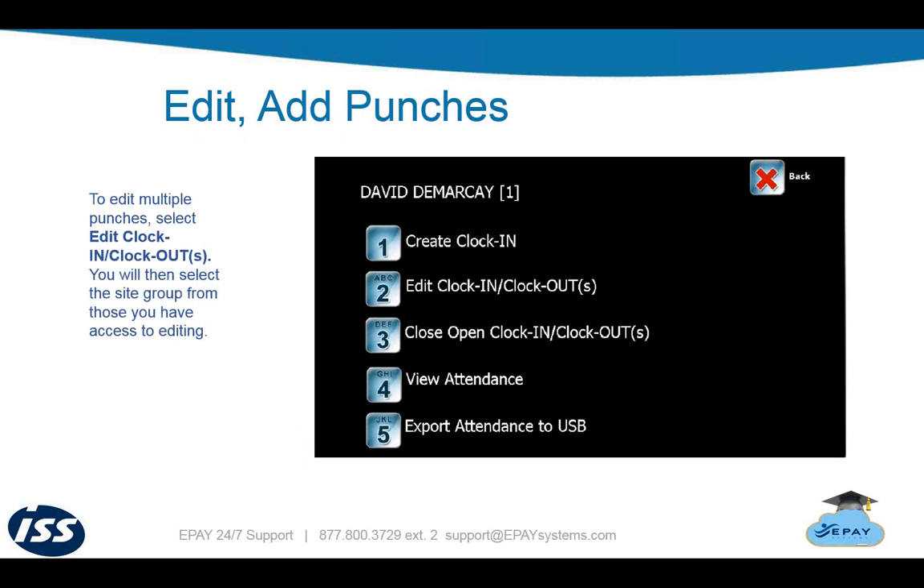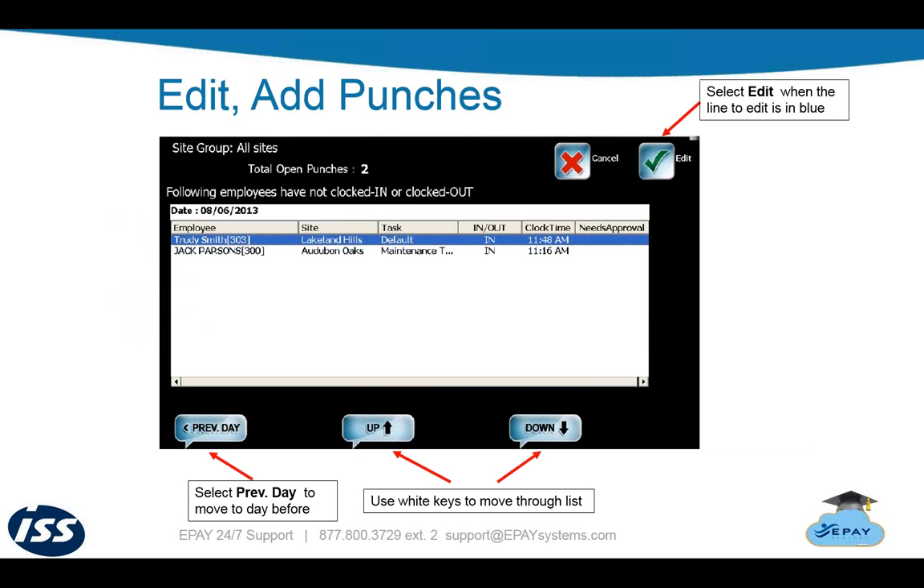So once they go into view attendance, they can select to create a clock in, edit clock ins or outs, close open clock ins or outs, view attendance. So they'll just pick whatever they need to go into. And once you go in, normally it's going to be edit, clock in, or clock out, because once you go into that edit, it's going to immediately take you to where the issues are.